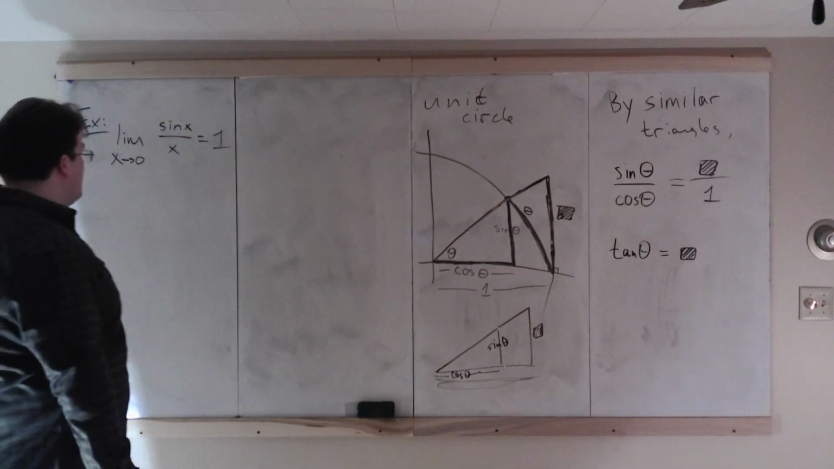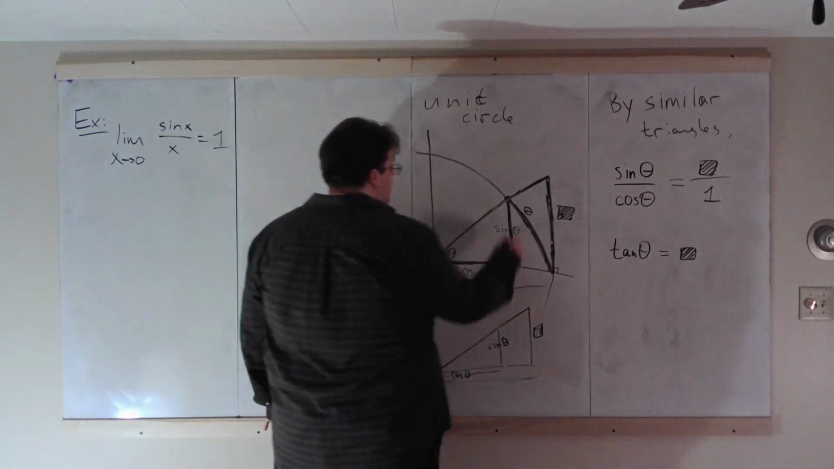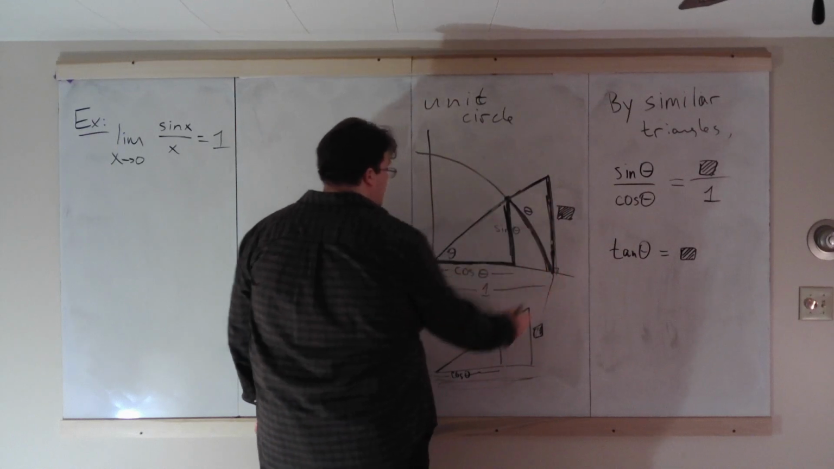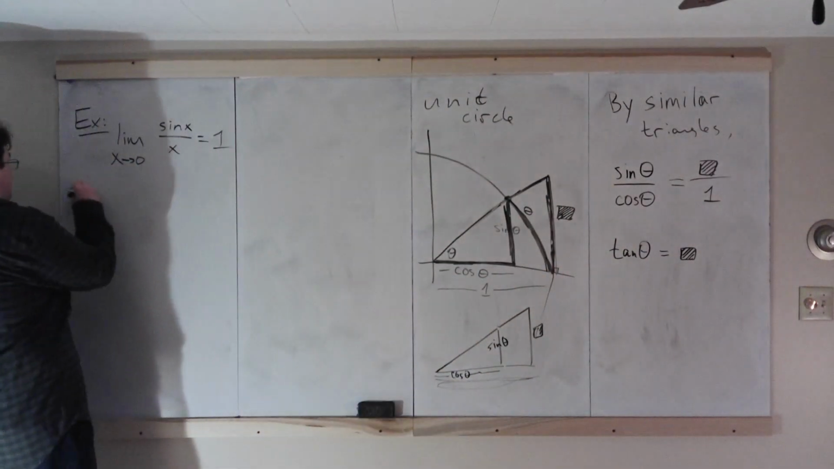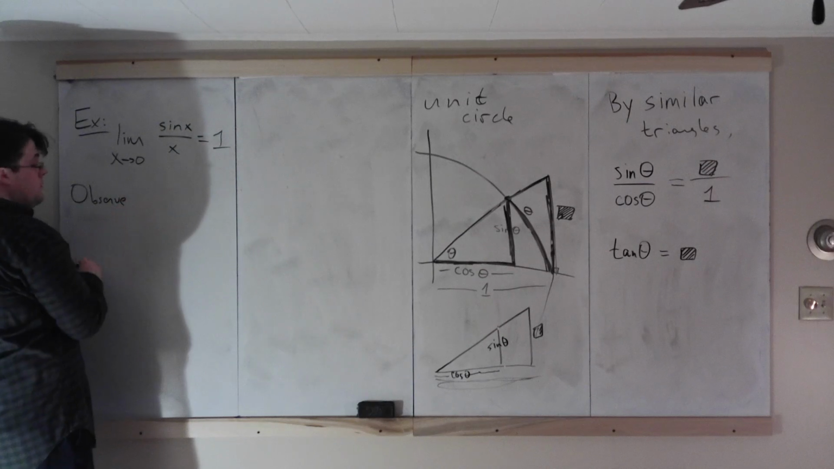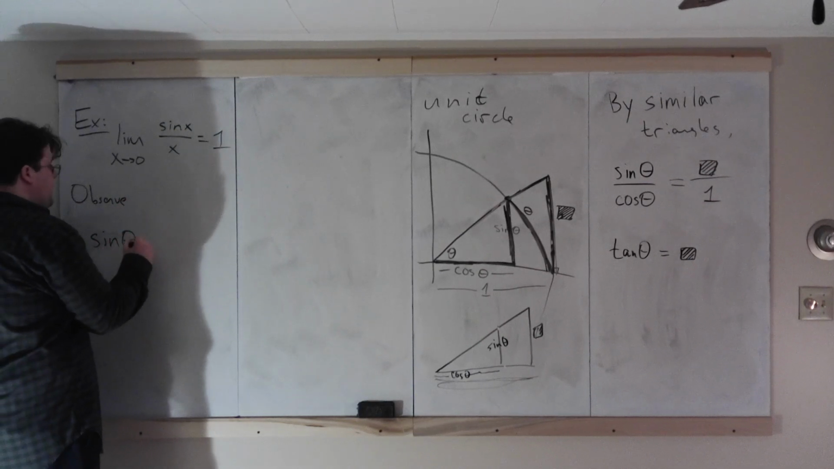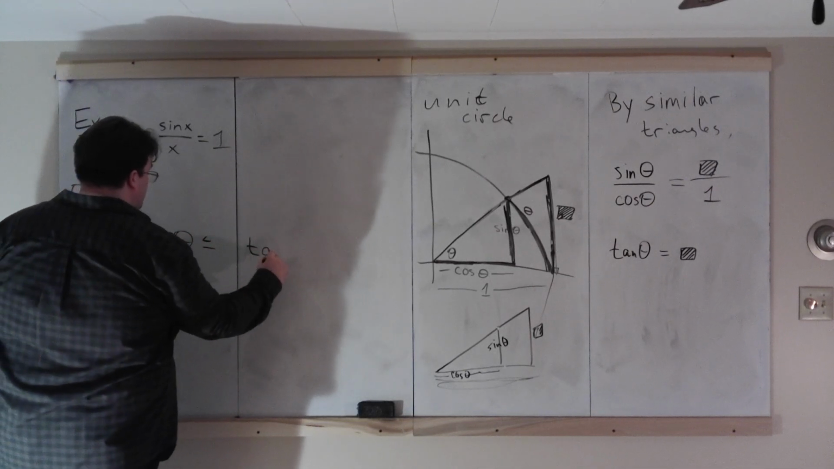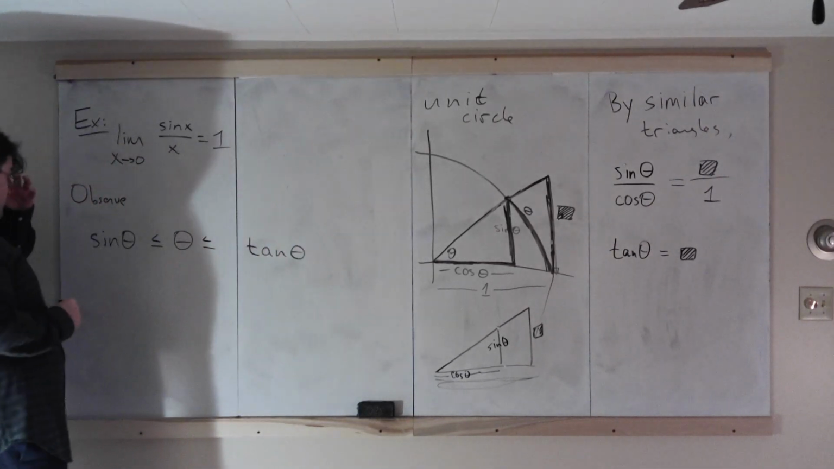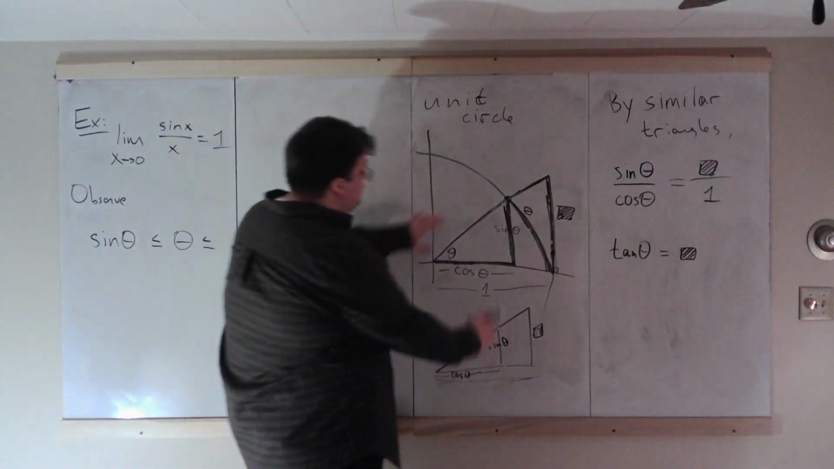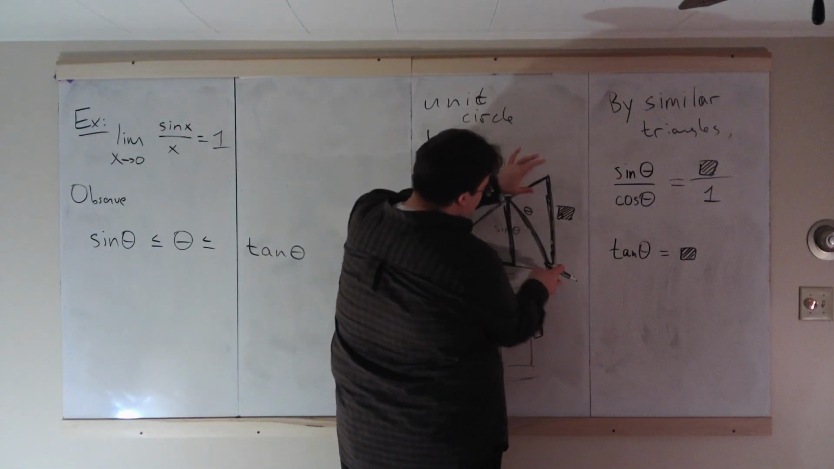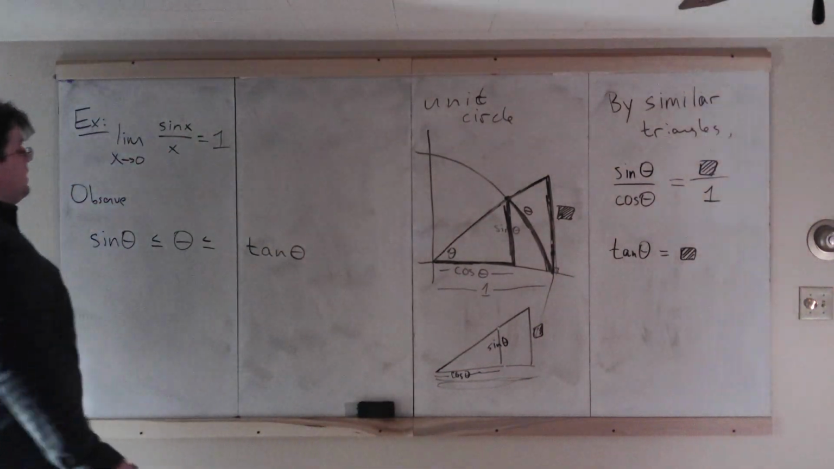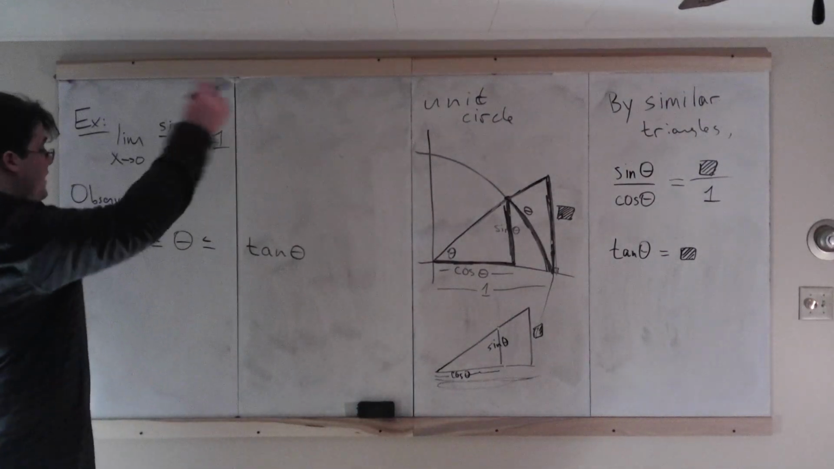Now, how is that going to help us? Well, we can set up a squeeze theorem inequality by looking at this length and this length. So observe. What are we observing? Sine of theta is less than or equal to theta is less than or equal to tangent theta. So this straight line is less than that curve, and that's less than or equal to, in the limit it will be equal, less than that box distance, which is tangent of theta.